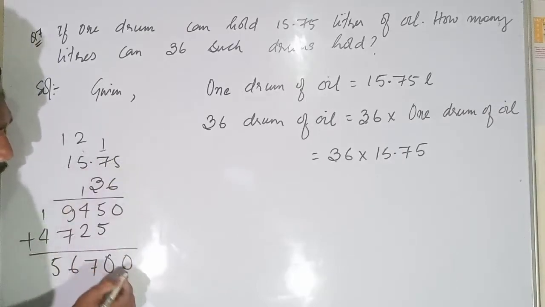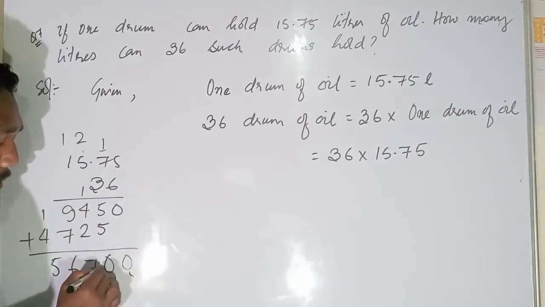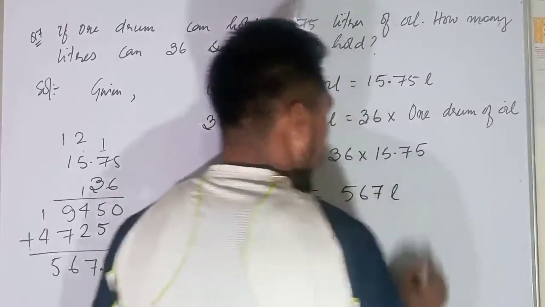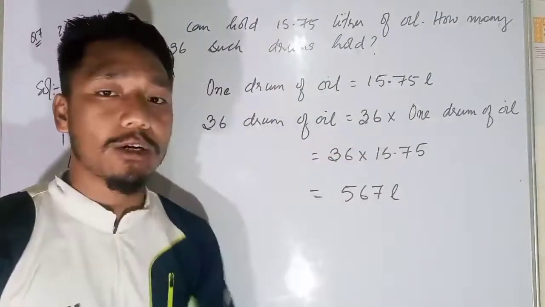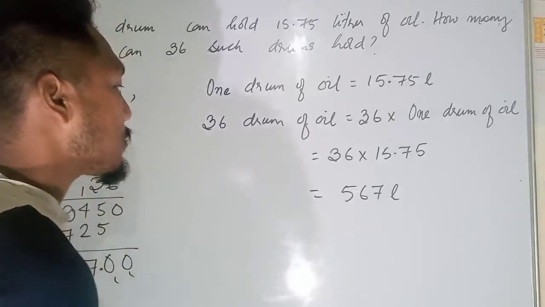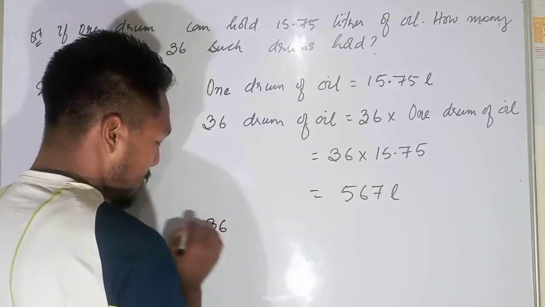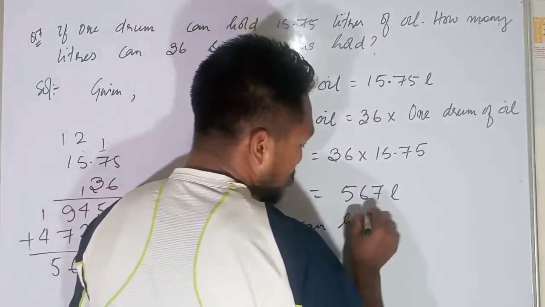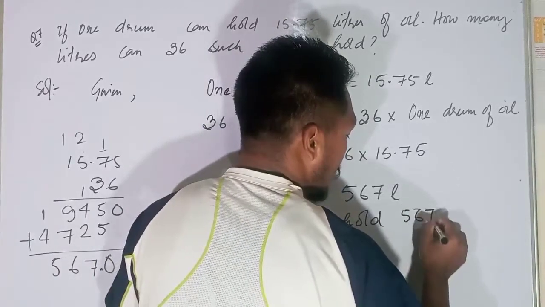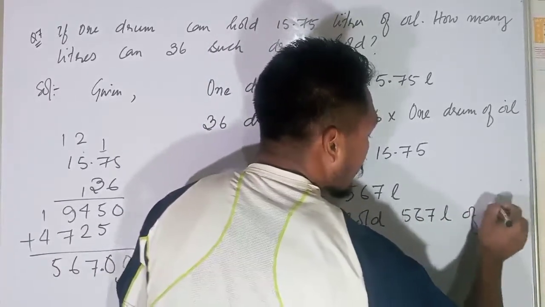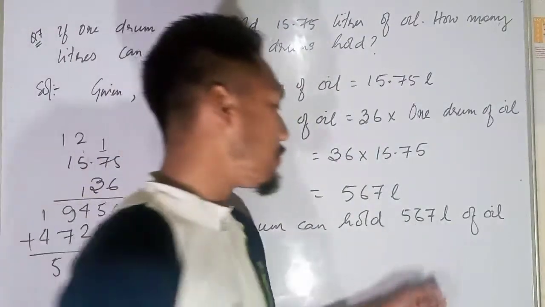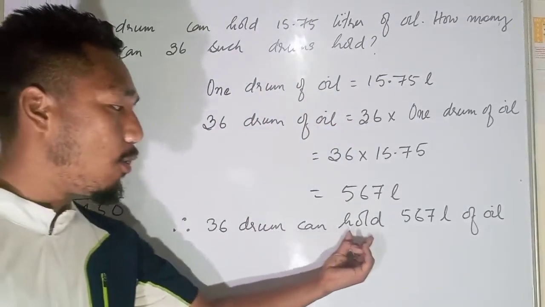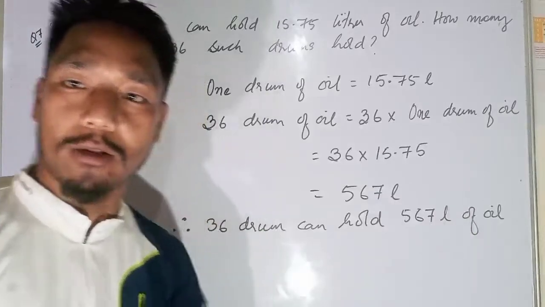So after the point we have 2 digits, 2 numbers. So just in front of 2 numbers I have to put the point. So what is the liters? 567 liters. Okay, 36 drums of oil. Therefore, 36 drums can hold 567 liters of oil.